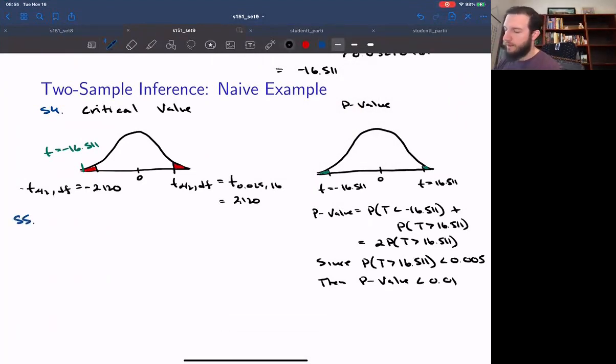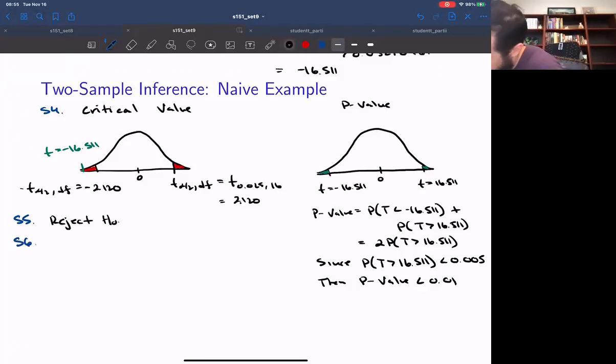Okay, so then on step 5, regardless of which approach we take, critical value or p-value, we're going to reject. If we take the critical value approach, the test statistic is clearly in the rejection region, so we can reject. If we take the p-value approach, the p-value is clearly less than the significance level, so we can reject. So regardless of which approach we take, we're going to be able to reject the null here, which again, they're always going to agree.